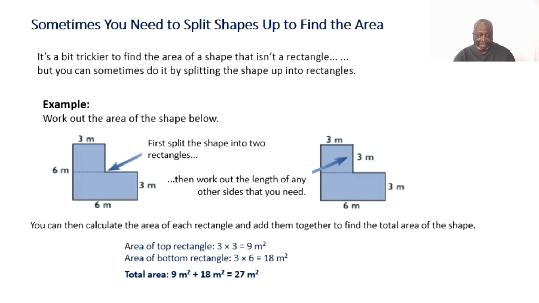The area of the top rectangle is 3 times 3, which is 9 meters squared. And then the area of the bottom rectangle is 3 times 6, which is 18 meters squared. So the total area is to add both answers together, equal to 27 meters squared. Do not forget your unit. If you write 27 meters and forget to put the square sign, the little 2, after the m, your answer will be wrong. It's as simple as that.